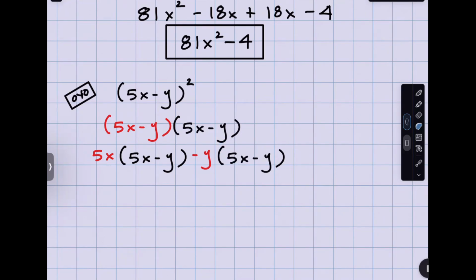Now, a lot of you guys think distributing the power. The problem with distributing the power, which is one of the exponent rules, is that it works for multiplication and division, but not addition and subtraction. Okay? So we do have to double distribute.